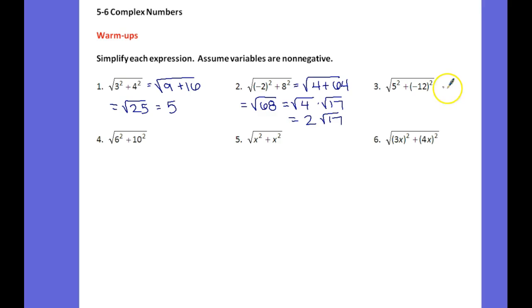Okay, 5 squared is 25. 144 is negative 12 squared. So you add 144 and 25 together, and you get the square root of 169, which is actually a perfect square.